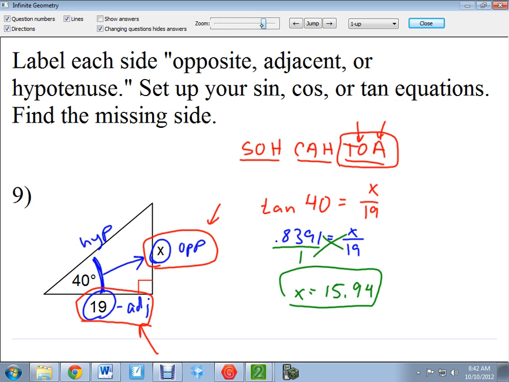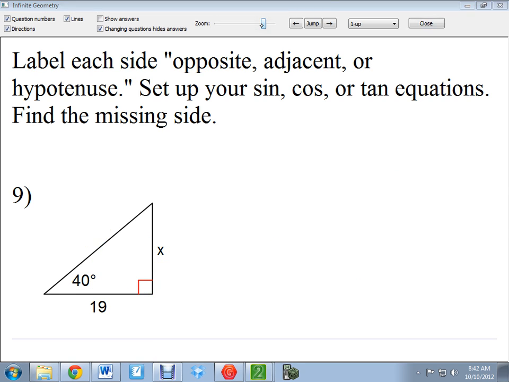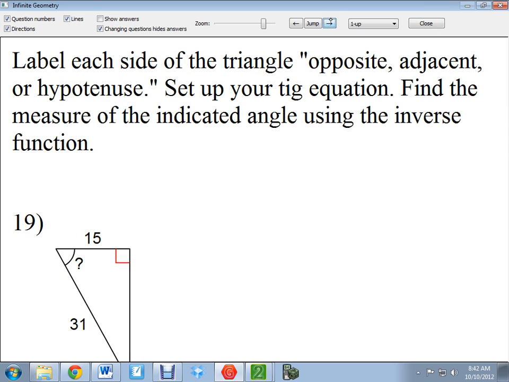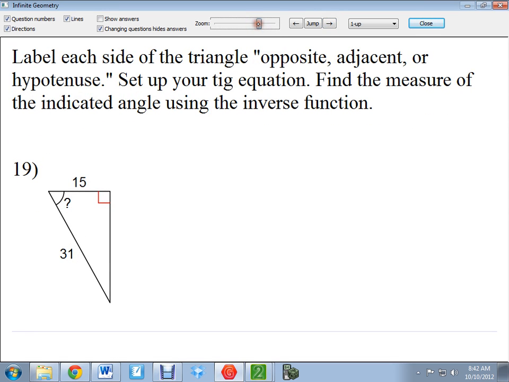Now that's not the only thing that we can use trigonometry for. We can also find missing angles when we're given the sides. For instance, this one right here, we have a side and another side, but we need to find the size of this angle. So what we want to do is label the triangle again. Relative to the angle, this is the opposite side, which I don't really care about, and relative to the 90-degree angle, this is the hypotenuse, the 31, leaving you the 15 to be the adjacent.